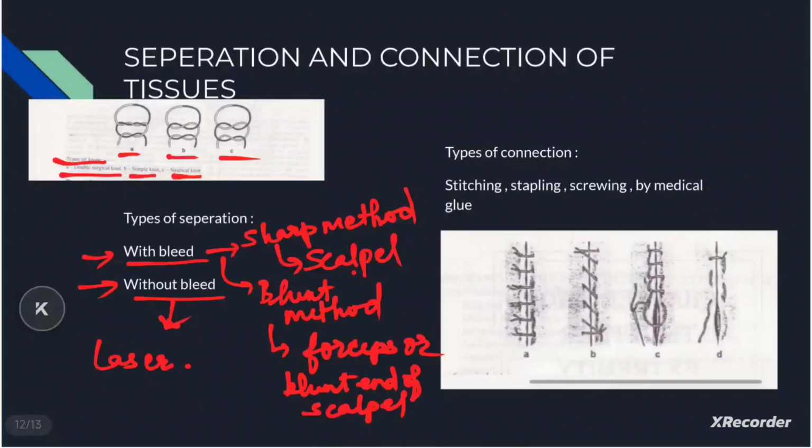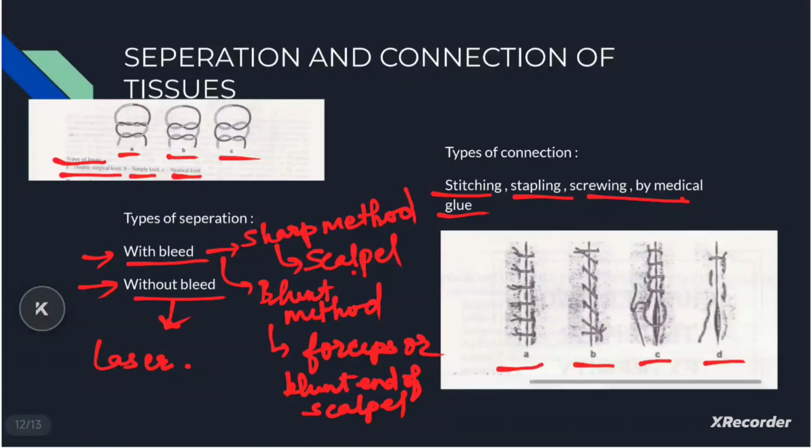Now, types of connection. How do we connect it? Stitching, stapling, screwing, and medical glue. The first is stitching. See how the skin is joined, how it is stitched. Second is stapling, where staples are used. This is common nowadays, and if it is available, then it is applied. The third is screwing, and the fourth is medical glue.